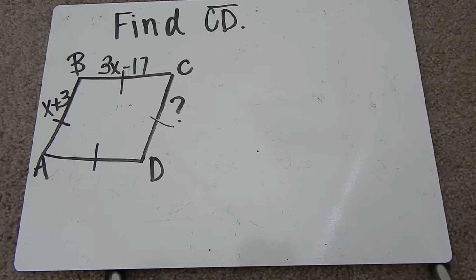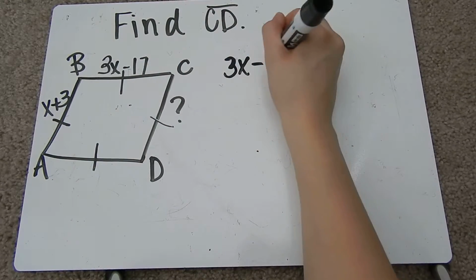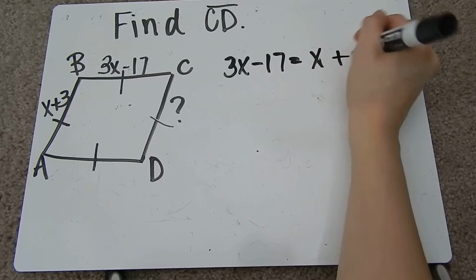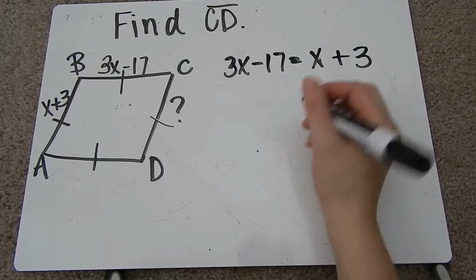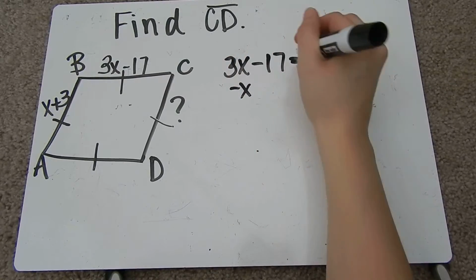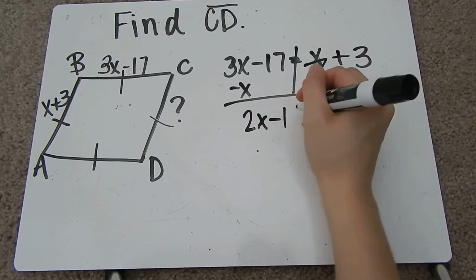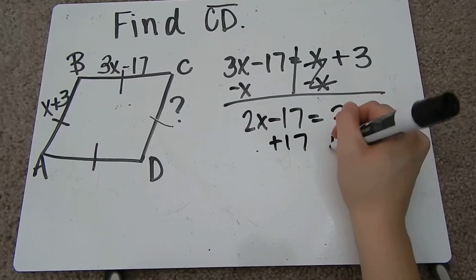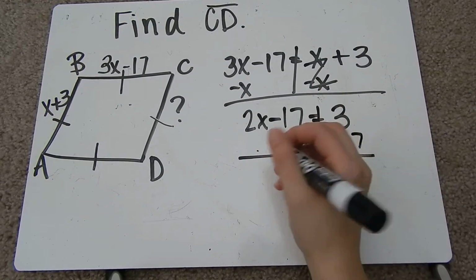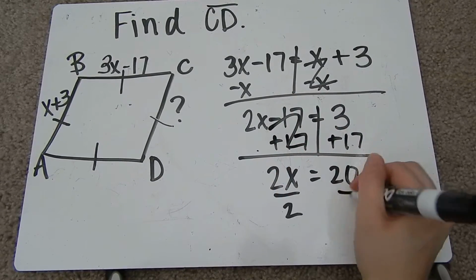Well, we don't know one side yet. They have those x's in there, but we do know these two are equal. So we can set them equal to each other and we can solve. Okay, so I'm going to go ahead and move all the x's to one side. These will zero out. I get 2x minus 17 equals 3. Add 17 to both sides. 2x equals 20. Divide by 2.